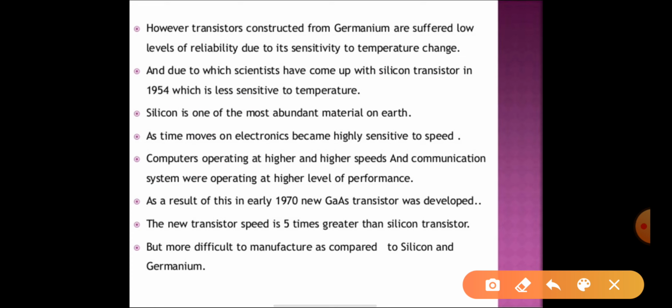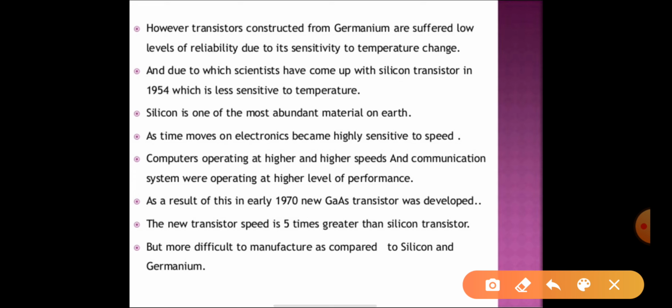Due to which scientists came up with the silicon transistor in 1954. Don't remember the date and all that, it is not at all essential for you. Don't go into the detail of various transistors. If you want to remember, you can, but from an exam point of view it is not necessary.